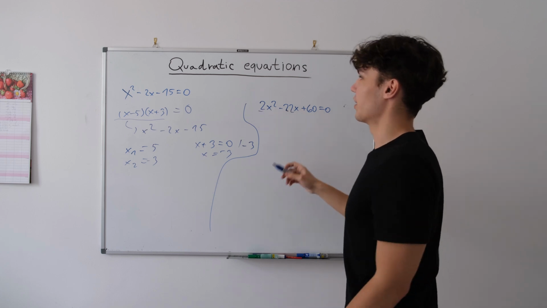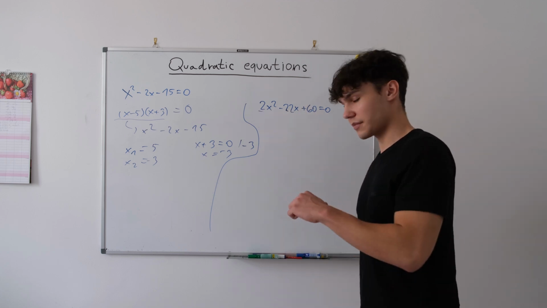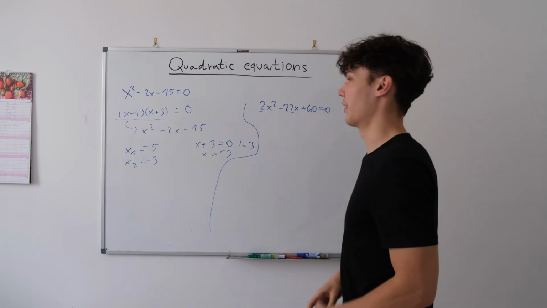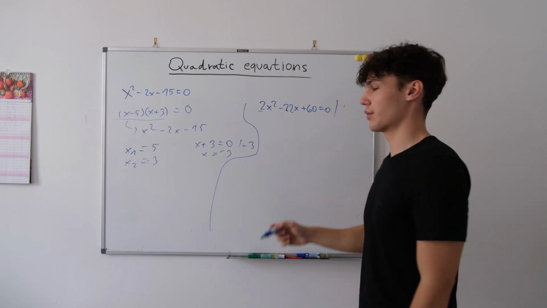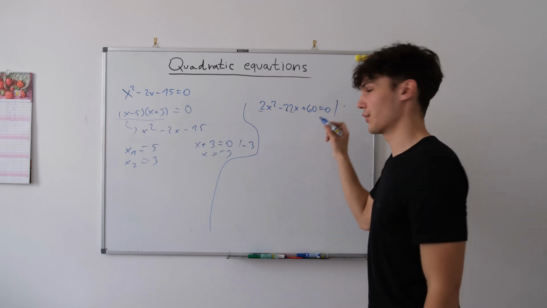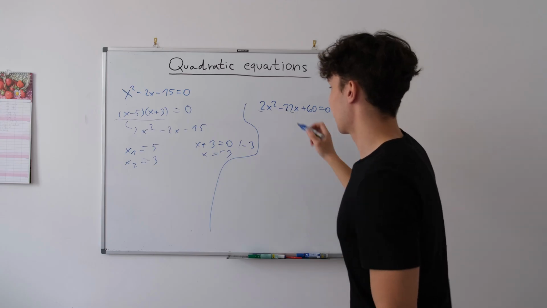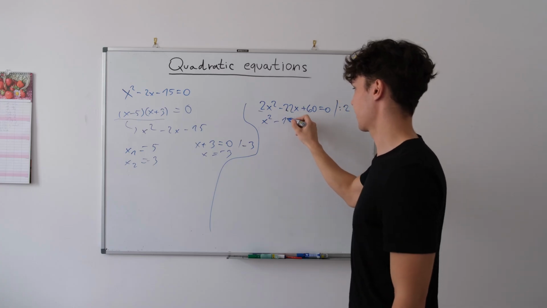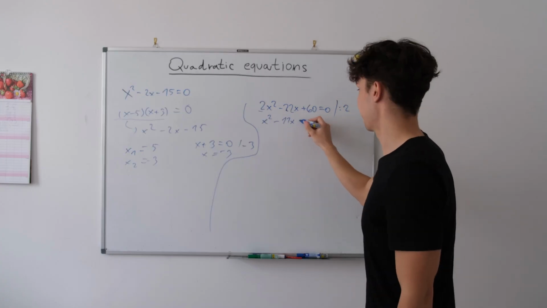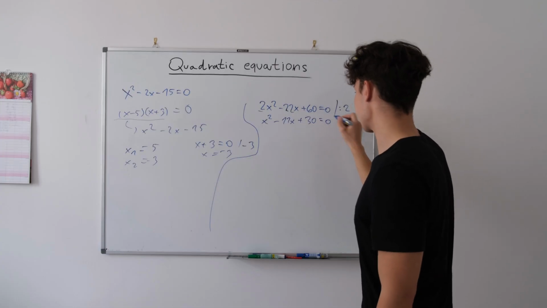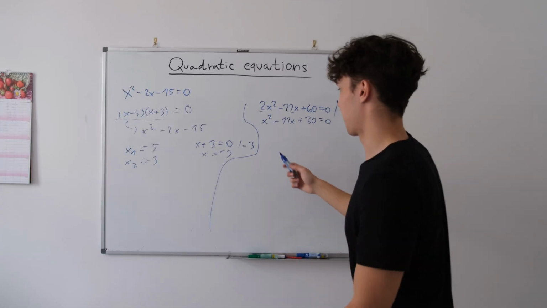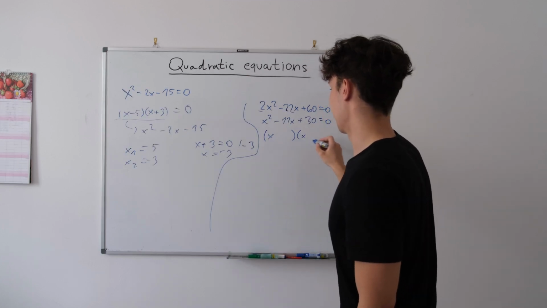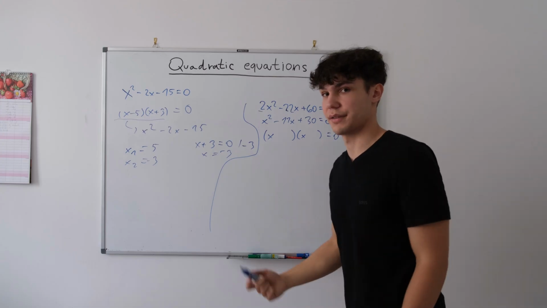Because whenever we are solving a quadratic equation, it is always better not to have anything multiplying x squared, okay? So what we're going to do, we're going to divide the whole equation by 2. So what we get is x squared minus 11x plus 30. And we do the exact same thing as before. We simply write it in two parentheses and find out the result.